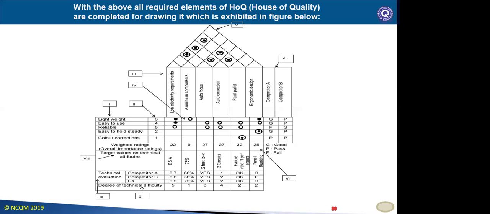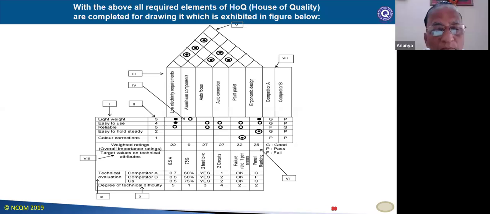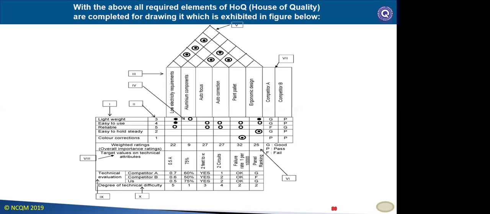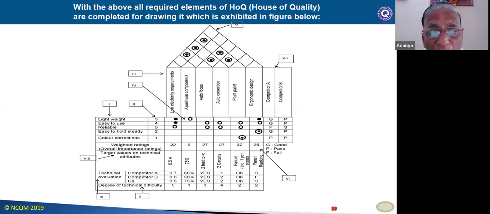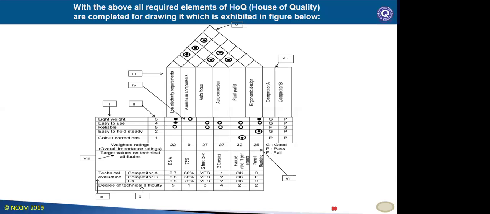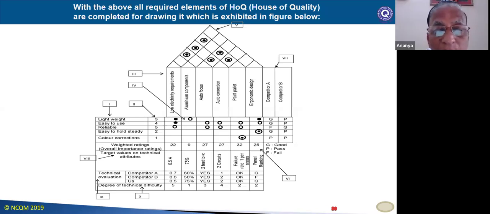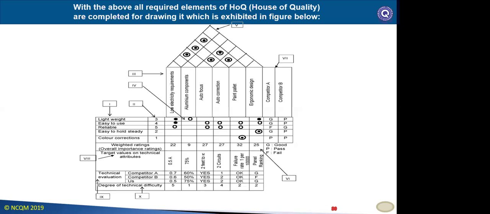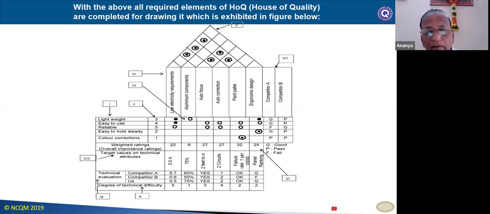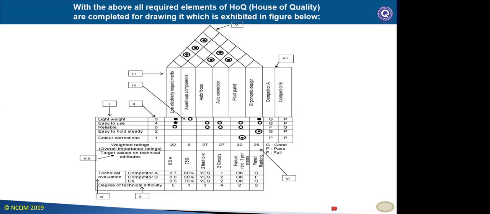And the rest of them have no relationship, therefore they are blank. That's how you get the weightage 22. For the aluminum component, it is 9. How does it come to 9? Because the customer has rated it as 3, and this is a medium relationship, that means 3. 3 into 3 is 9. Very good. So like that you calculate for all the columns.